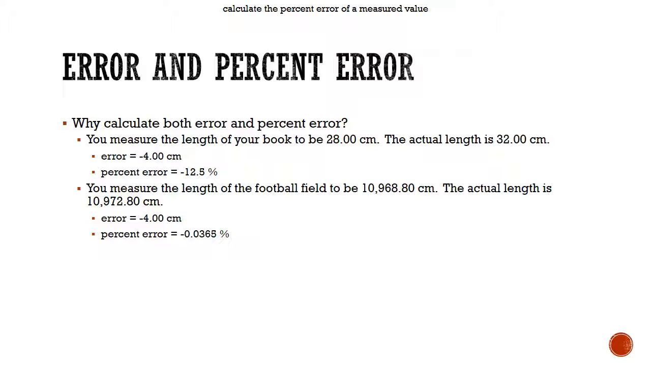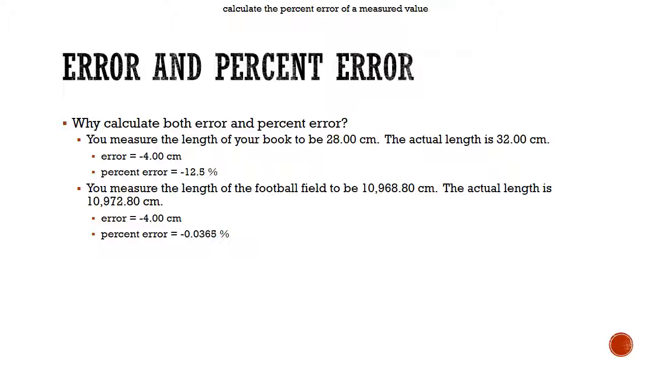Whereas if you're 4 centimeters off measuring the length of a 32 centimeter book, you must be blind. That's really the only way of putting it. That, or you don't know how to use the meter stick or the ruler, whatever you're measuring, something along those lines. But if you're only 4 centimeters off measuring the length of a football field, that's pretty darn good.